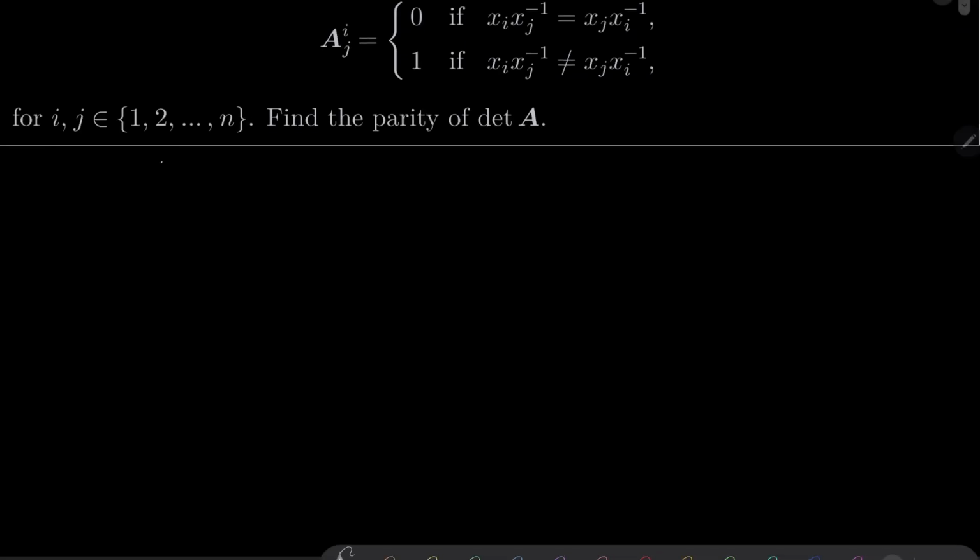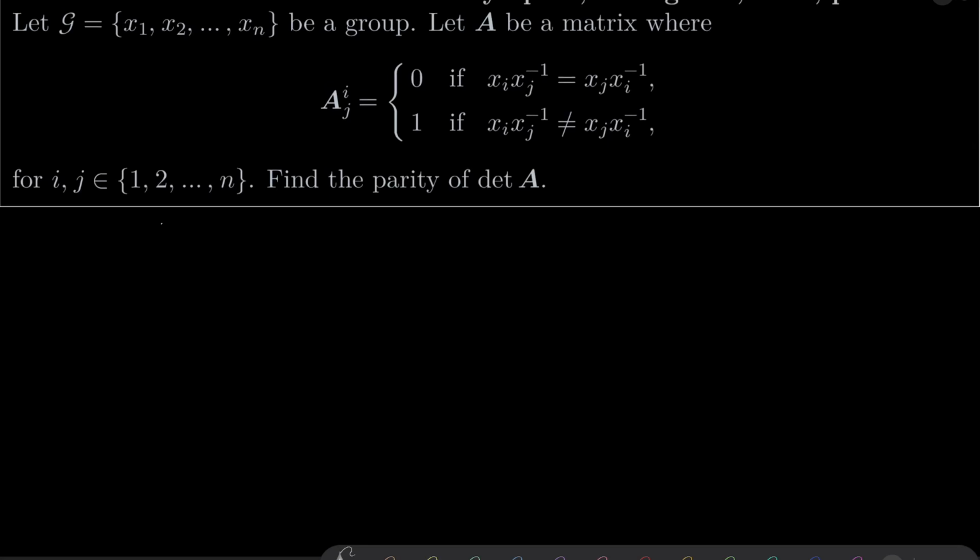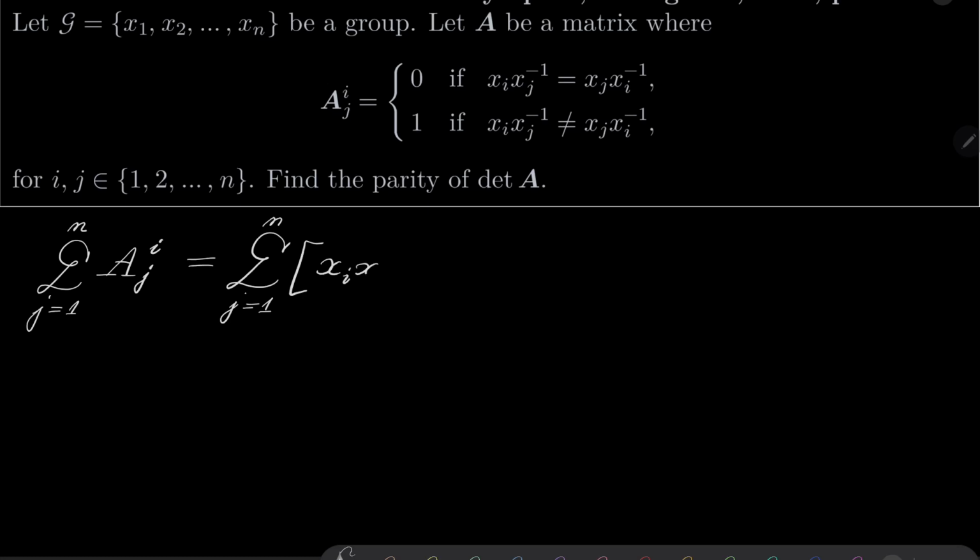Alright, so let's take a look. Let's investigate the sum, j goes from 1 to n, of A_ij. Alright. Now I will introduce a handy notation, Iversonian bracket. I will write we are summing terms of this form.